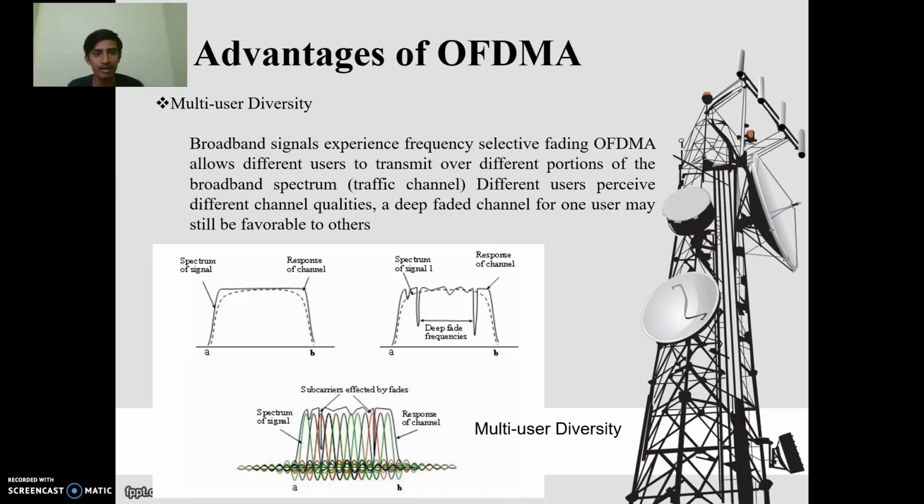The OFDMA has various advantages, like multi-user diversity. Broadband signals experience frequency selective fading. OFDMA allows different users to transmit over different portions of the broadband spectrum. Different users perceive different channel qualities. A deep faded channel for one user may still be favorable to others. The third graph shows the multi-user diversity principle.